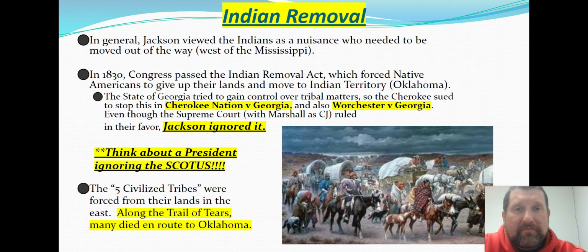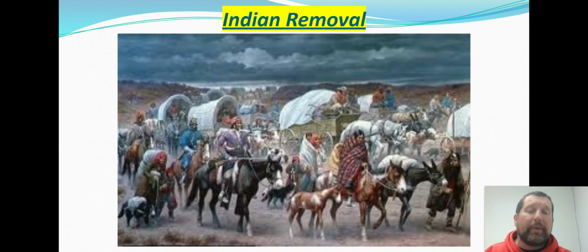And Jackson just flat out ignores the ruling and directs the military to force these five civilized tribes, including the Cherokee, out of their lands along what becomes known as the Trail of Tears, and out towards Oklahoma. And this depiction, I hope you have seen before, of the Trail of Tears, is intended to depict the brutality that took place, and the death from disease and exhaustion that were perpetuated upon the Cherokee here.